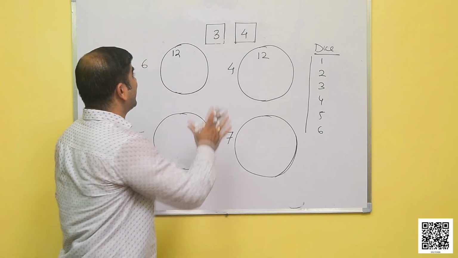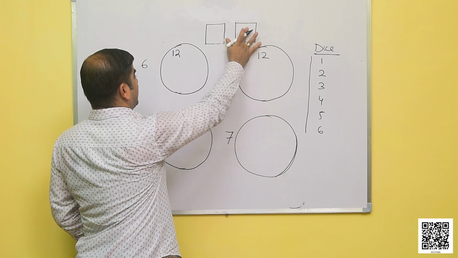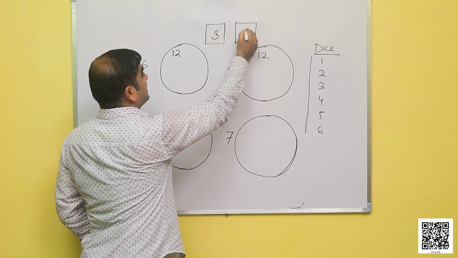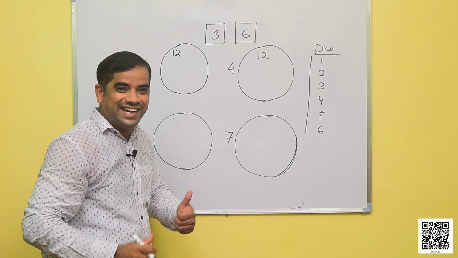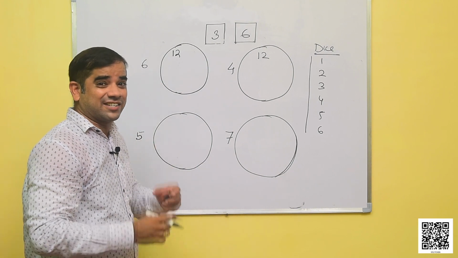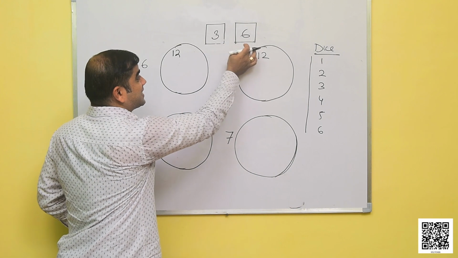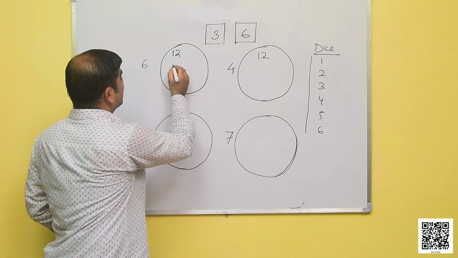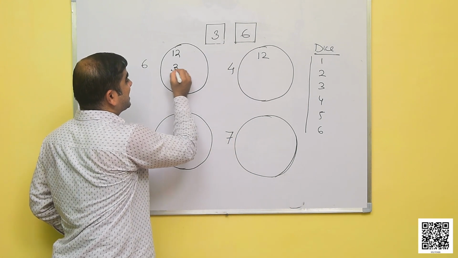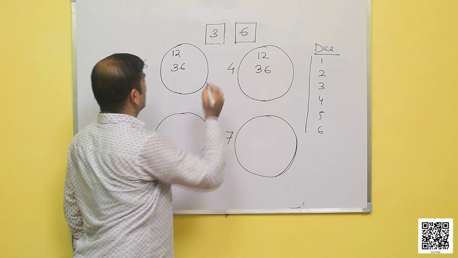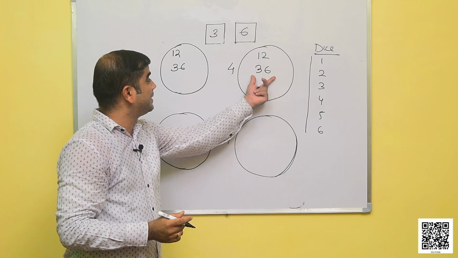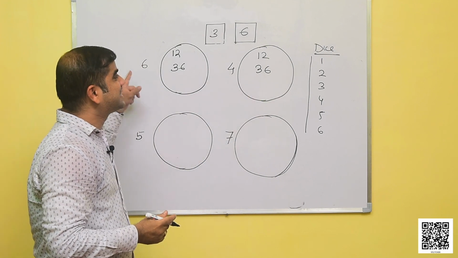Let's roll again. Suppose this time it gives us 36. Who gets a 6? Oh, such a winner he is. He gets a 6, the red dots. 36. So it lies in 6: 6 sixes are 36. And 4 nines are 36. So 36 is a multiple of 4 as well as 6.